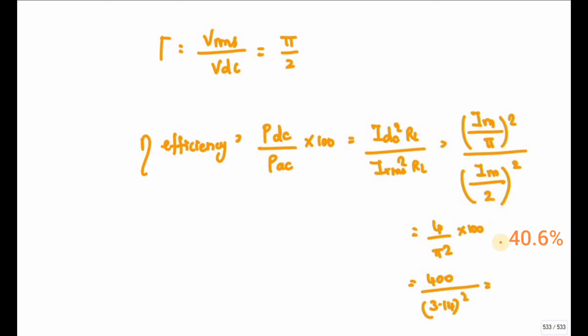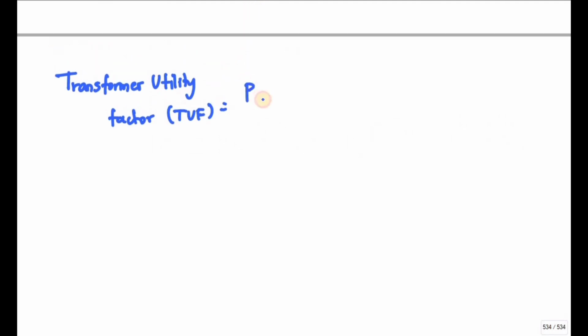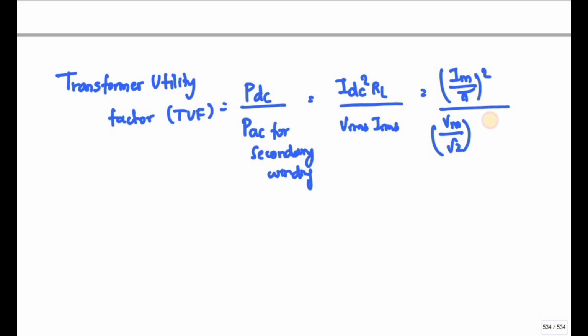I will get the answer as 40 point something. So next one is the transformer utility factor, TUF, that is equal to PDC divided by PAC for the secondary winding. So this I have to write as IDC square RL divided by, so the IDC square I can write as Im square divided by pi square into RL. So instead of this I have to write it as Vrms into IRMS. So the Vrms value from the primary side I can write as Vm, from the secondary side I can write it as Vm by root 2, and Im I can write as IRMS, Im divided by 2.